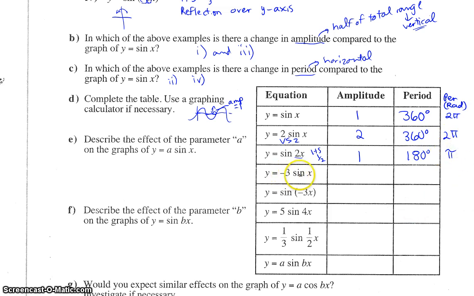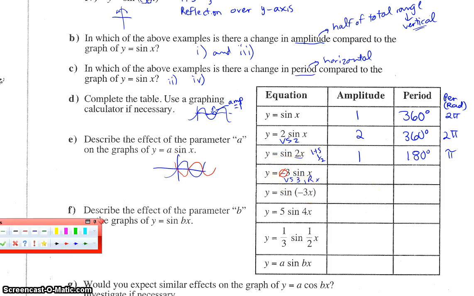Okay, now let's take a look at -3 sine x. That was a vertical stretch by a factor of 3 and a reflection over the x-axis. Now, will that change our amplitude? Let's think about that. If we reflect sine x, which looks like this, over the x-axis, it would end up looking like this. So the reflection in itself didn't change half the total range. It would still be going from -1 to 1, or if we stretched it, -3 to 3. So the reflection does not affect your amplitude. We don't need to worry about that.